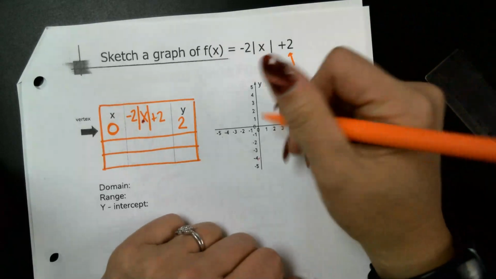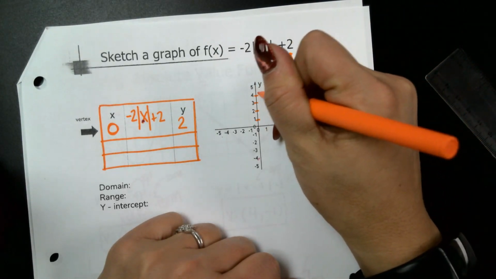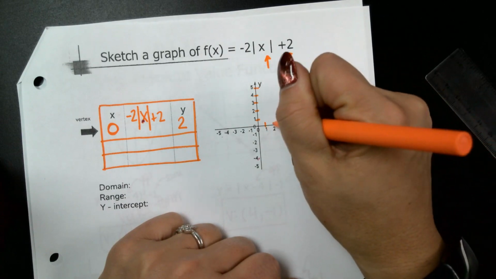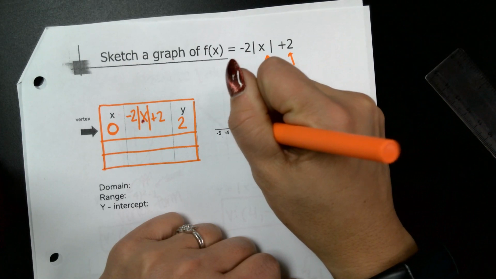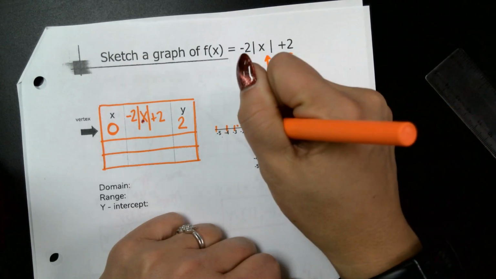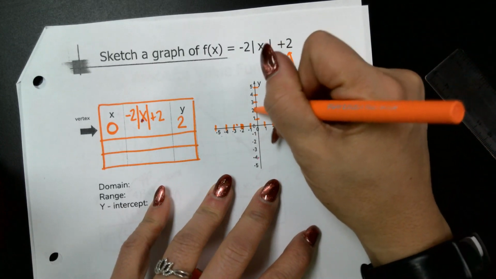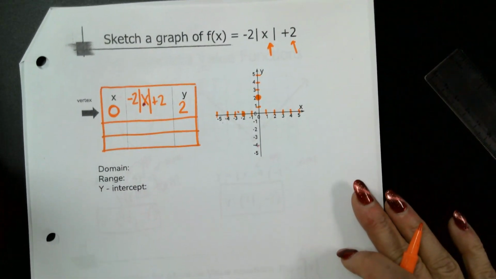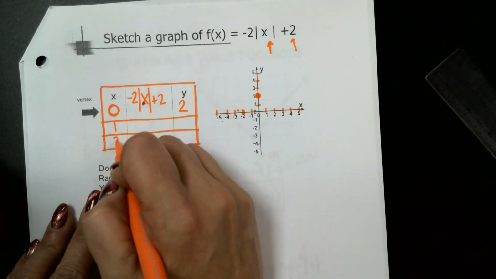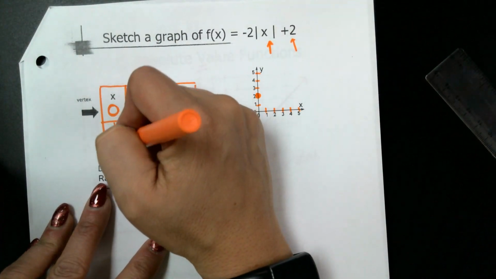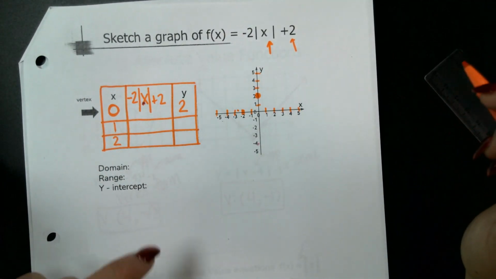Okay, so I'm going to plot 0, 2. This one's the worst one. There are no lines, so I'm just going to make little tick marks to help me. Okay, so 0, 2 would be on the y-axis. What numbers do you want to use? Sure, 1 and 2. You could also use -1 and -2, but positives are always easier to deal with.